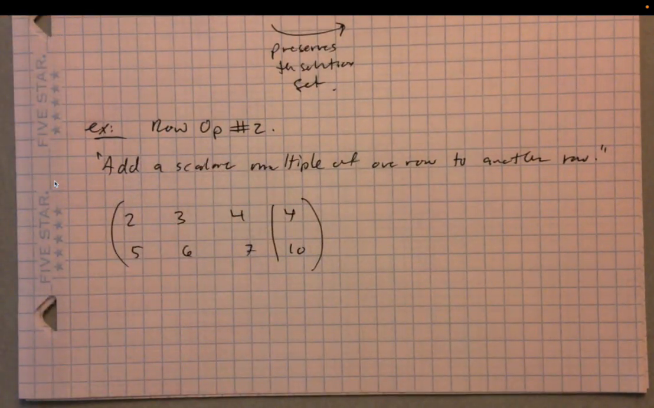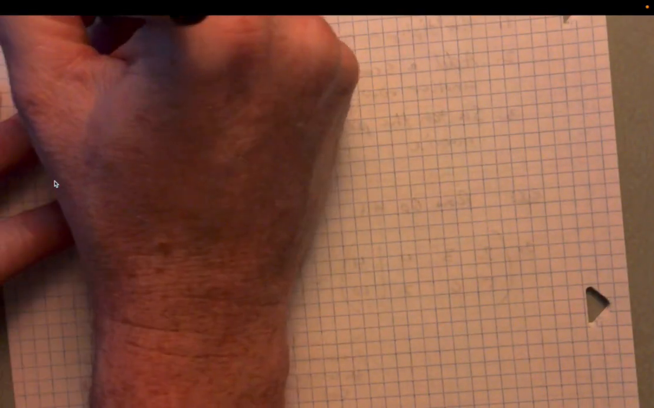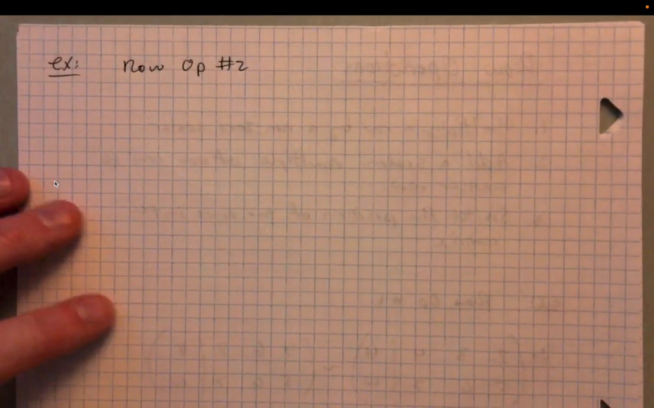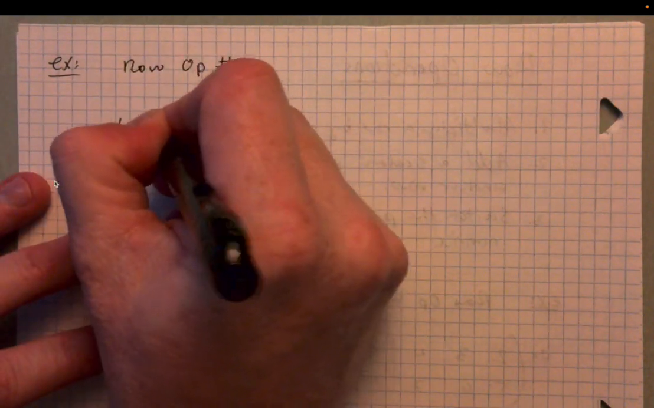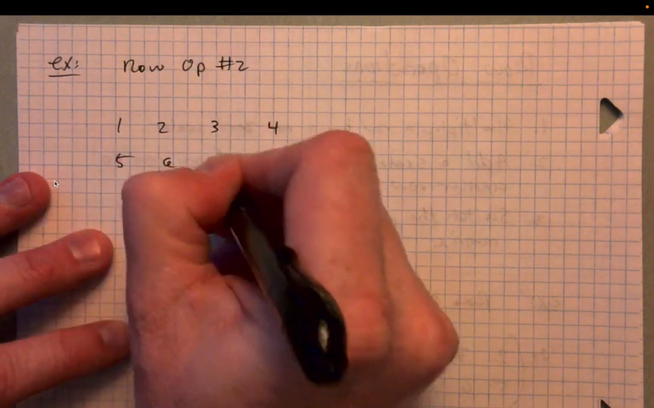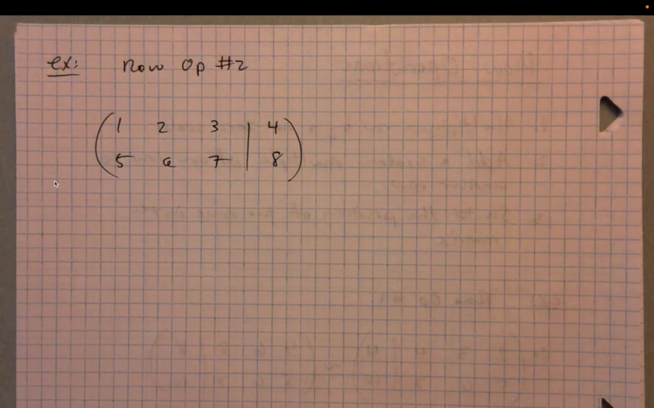Well, actually, hold on a sec. I don't want to use that one. I'm going to need more space for this too. Let me go to the next page. So this will be our example for row op number 2. I want a different matrix, I was looking at the wrong one here. So let's do this: 1, 2, 3, 4, 5, 6, 7, 8. It doesn't matter, I want a 1 for this particular operation.